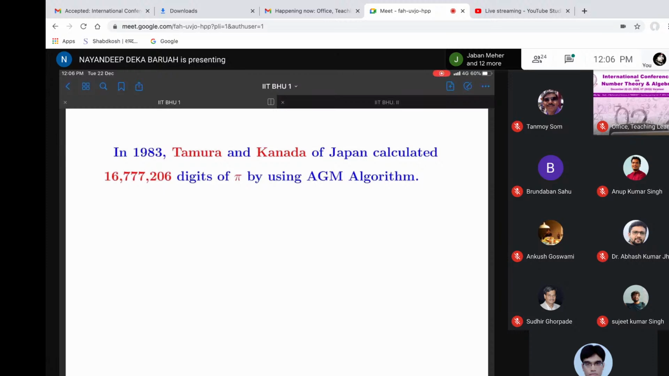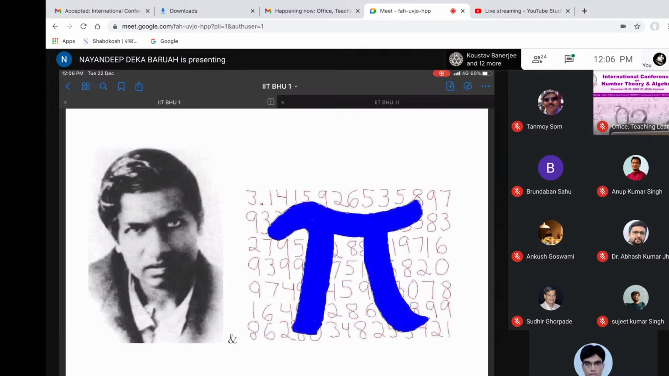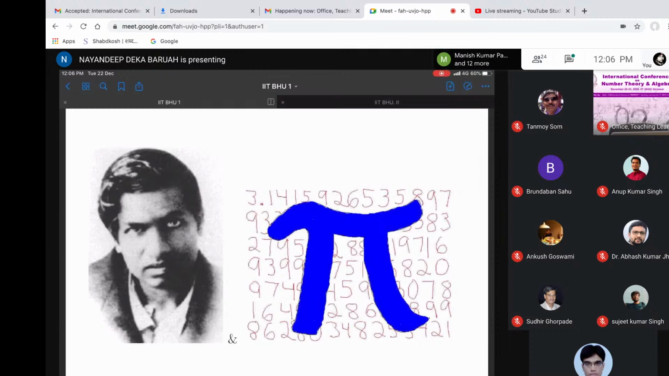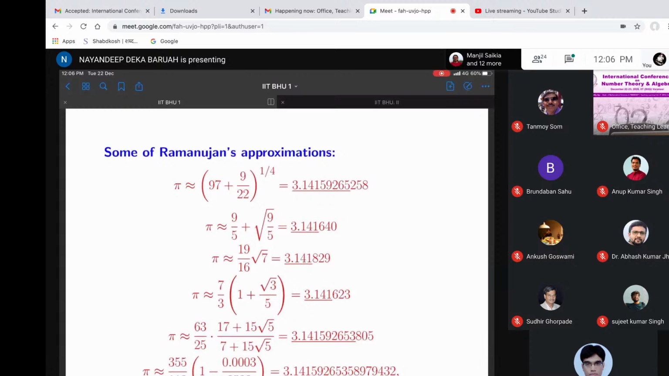Ramanujan died in 1920, and this year is the 100th anniversary. So he died in 1920, but after almost 60 years, his pi series were, you can say, rejuvenated. Some of Ramanujan's approximations were like this. Very beautiful approximations, you see, second one, third one, fourth, fifth, etc.